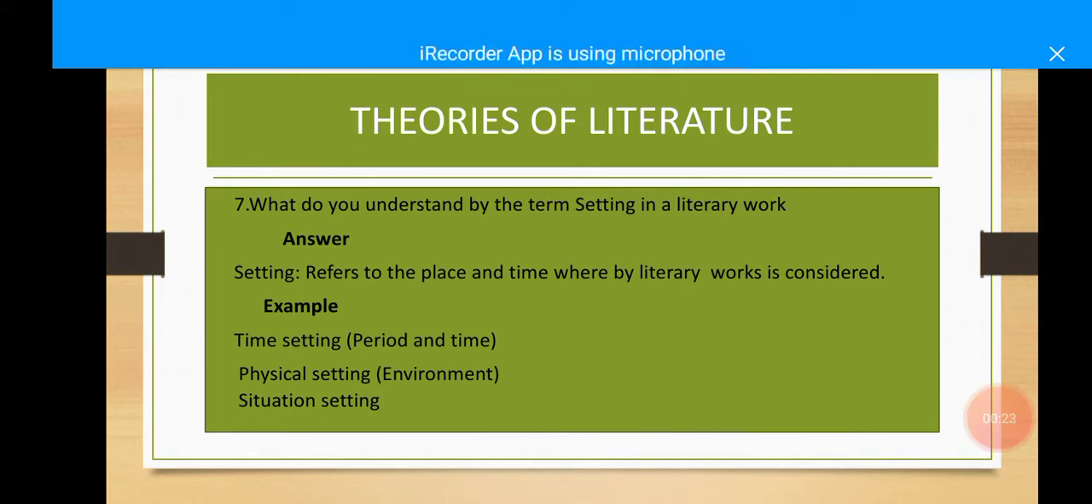By starting with settings, the question can be asked: what do you understand by the term setting in a literary work? This question can be answered as follows. Setting refers to the place and time whereby a literary work is considered. For instance, it may be time setting or period and time, physical setting or environment, and situation setting.